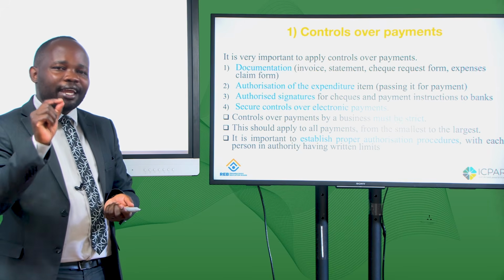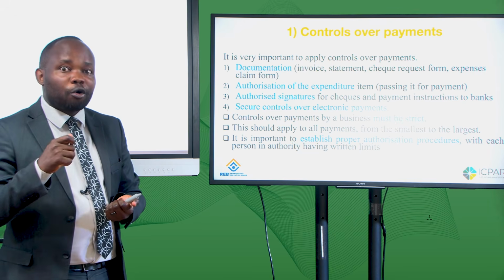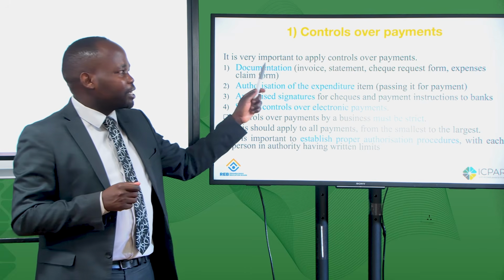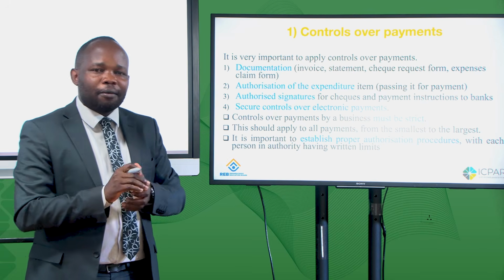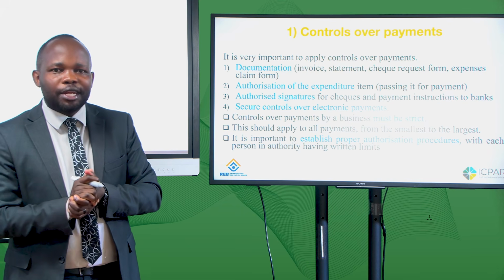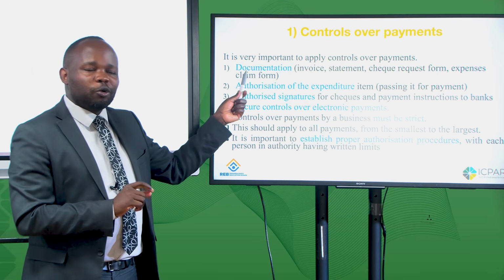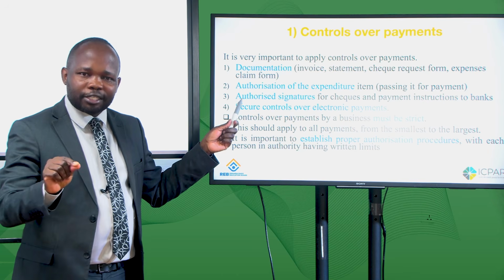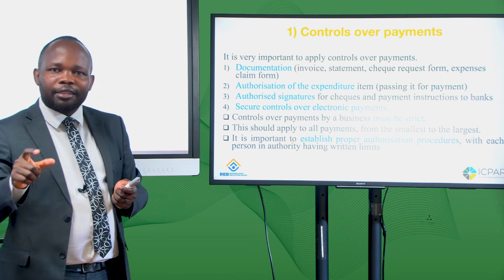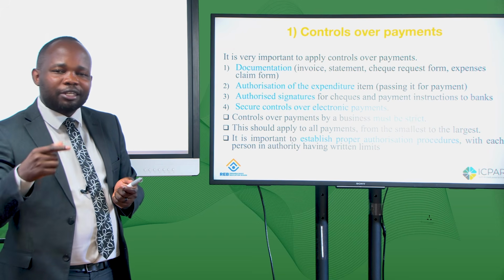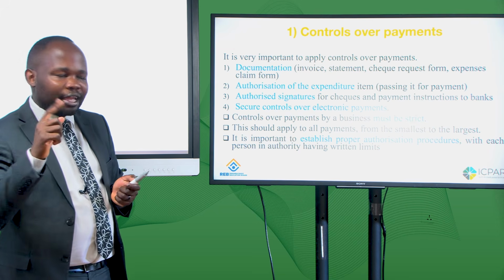Before you make any payment, there are some controls you need to put in place. So it is very important to apply the controls over payment. Which controls do we need to put in place? Number 1, there must be what we call a supporting document to back up the payment. The supporting document can be like an invoice. So before any payment is made, there should be an invoice.